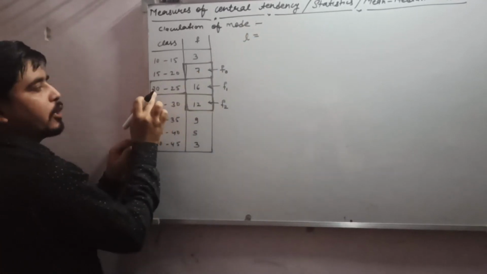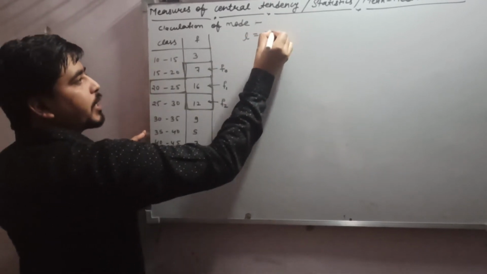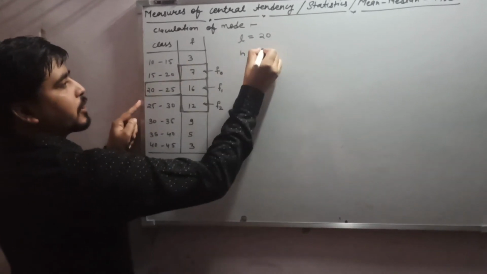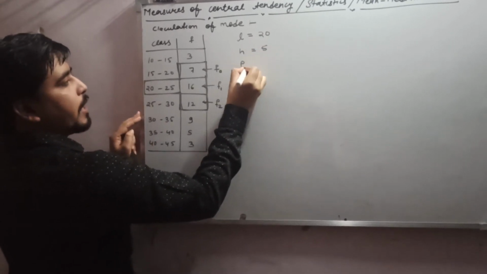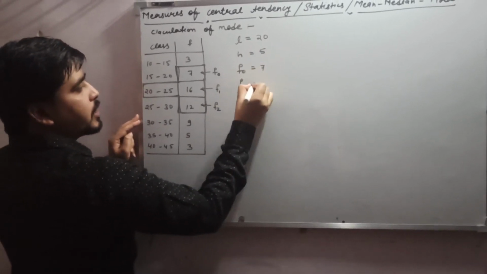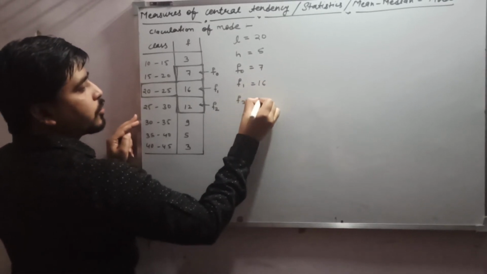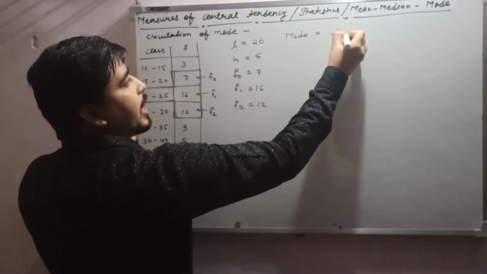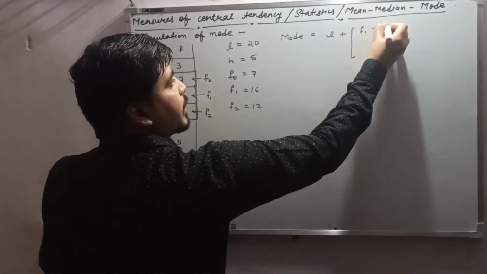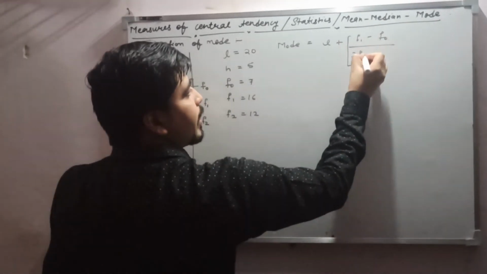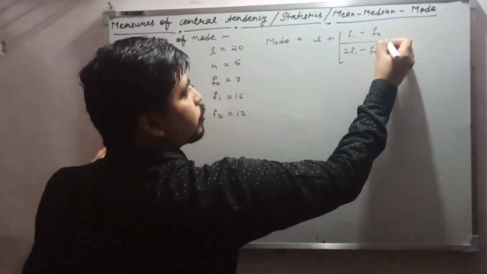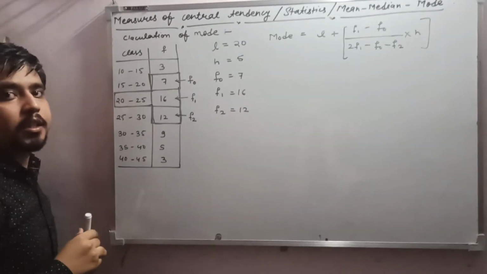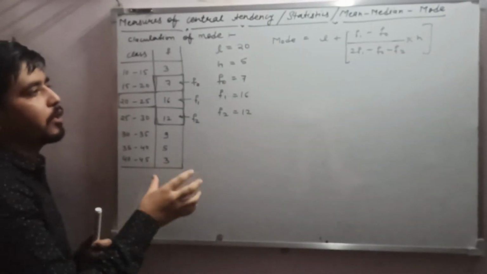Now we will write every value. L, the lowest value of the class, is 20. h, the class interval, is 5. Now f0 is 7, f1 is 16, and f2 is 12. The formula of mode is L plus f1 minus f0 upon 2f1 minus f0 minus f2, multiplied by h. We have to remember the formula always, otherwise we cannot solve the question.